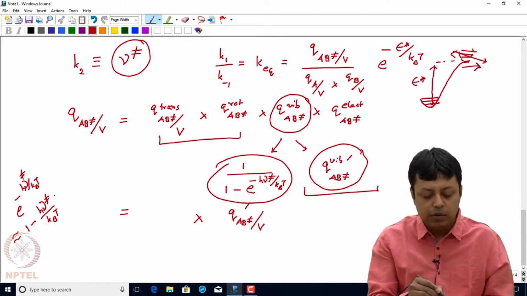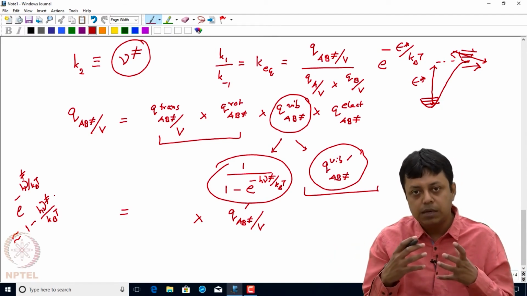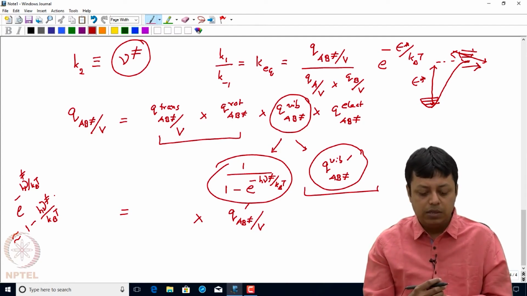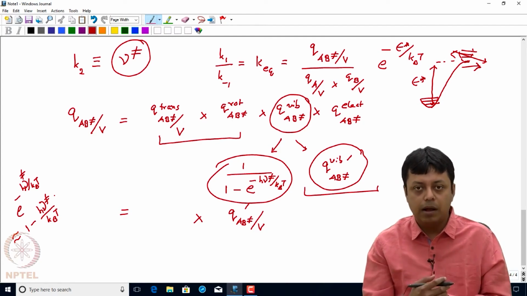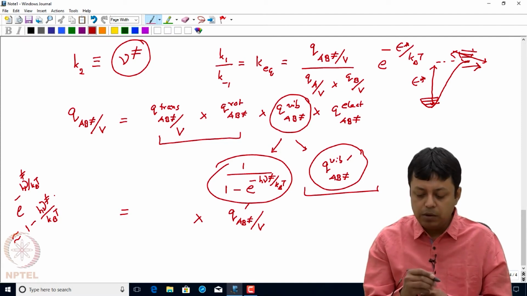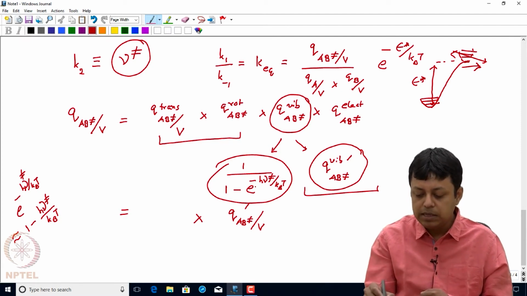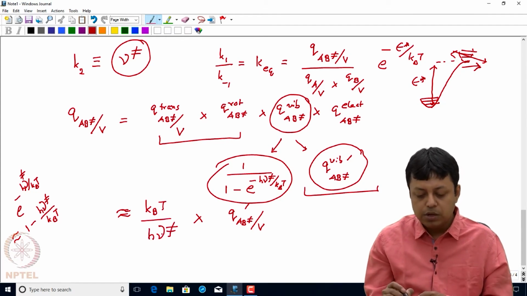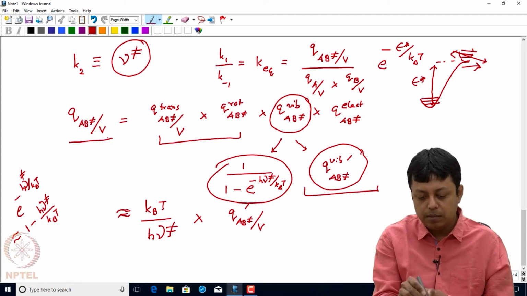Now that is why this nu dagger, or h nu dagger, is much smaller compared to kBT, which is the thermal energy, and then we say that we can ignore the higher order terms. The moment you make this approximation, this entire thing, 1 minus e to the power minus h nu by kBT, becomes 1 over h nu by kBT, or the entire thing becomes kBT by h nu dagger.